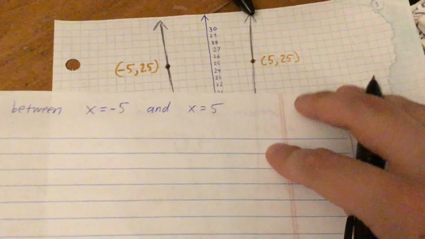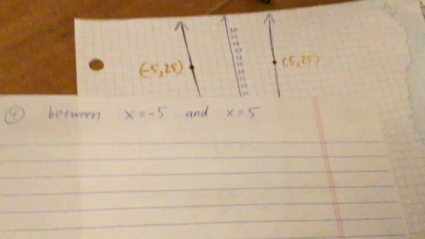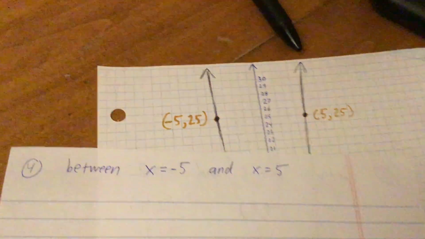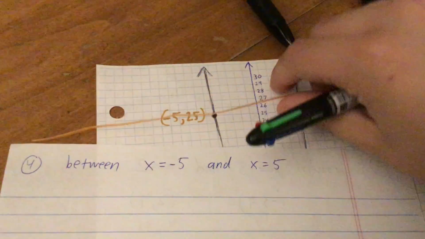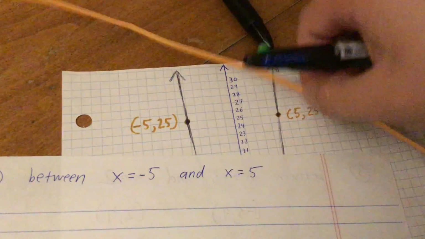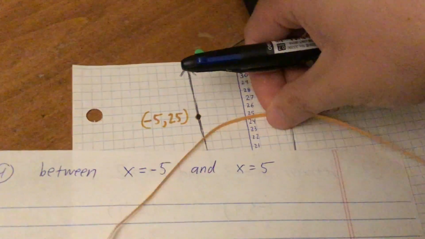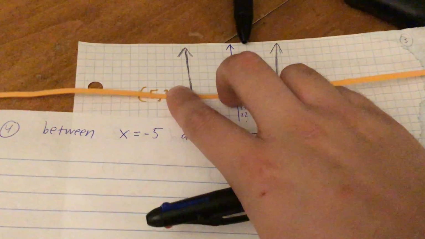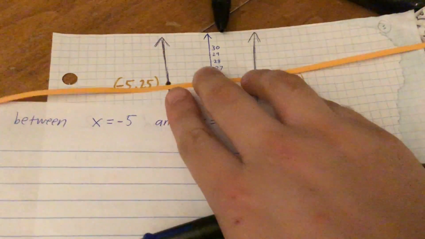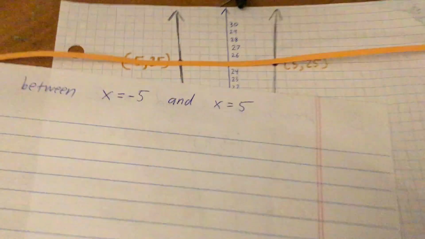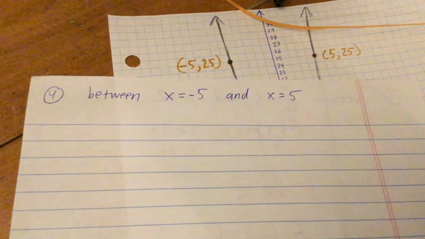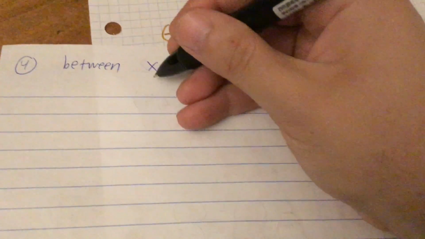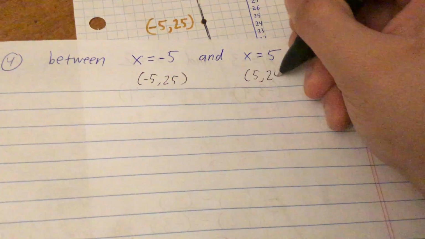Well, x equals negative 5 and x equals 5. Just to give you a spoiler as to what the graph looks like. Let's say I connect it. I want to calculate the average rate of change. It's going to be a horizontal line. And let's prove it. x equals negative 5 matches up with negative 5 comma 25. x equals 5 matches up with 5 comma 25.